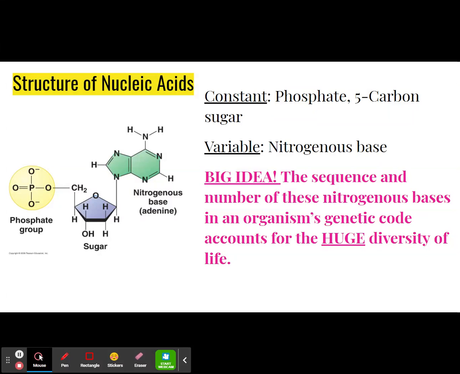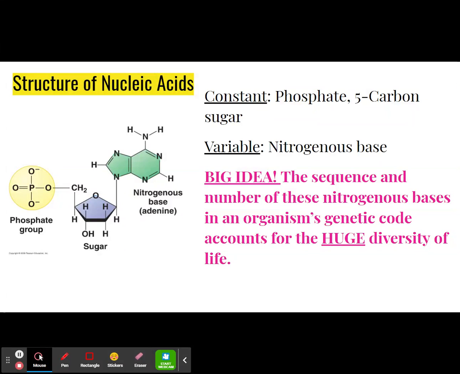So there's a nice constant here. Your phosphate and your 5-carbon sugar are what are often referred to as the sugar-phosphate backbone. They're what actually gives your DNA molecule its structure and shape, allowing it to be that really strong, stable molecule that can carry information, so be that resource of information. But that nitrogenous base that we have right here, that is variable. That is what gives us diversity, because we can actually have different versions or different molecules.